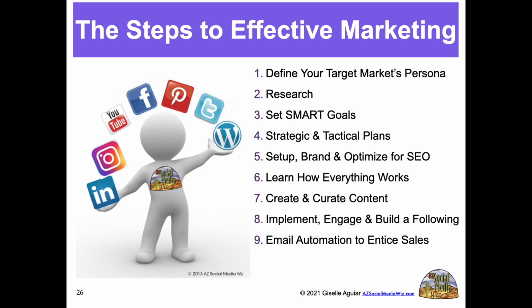Get your marketing automation set up to entice sales. And then monitor and measure monthly. Check your analytics and insights to see what's working or not working. So pick a day, the first week of each month, to look at your analytics of the previous month. And then that will help you to adjust your plan for the next month. So if you go month to month, you can manage it all.